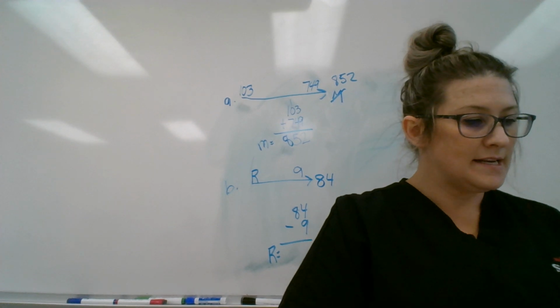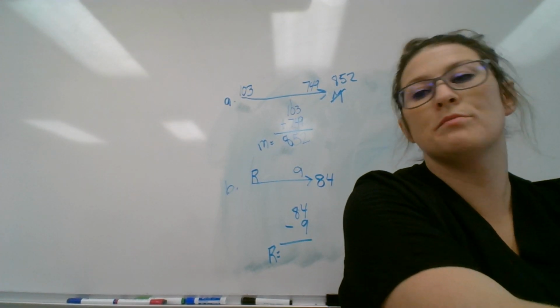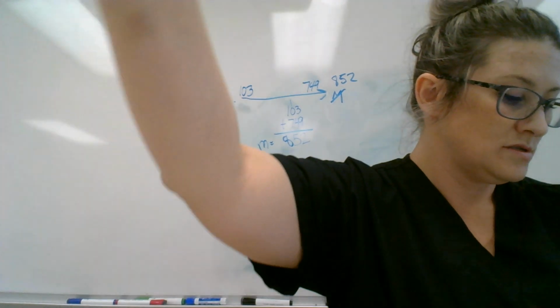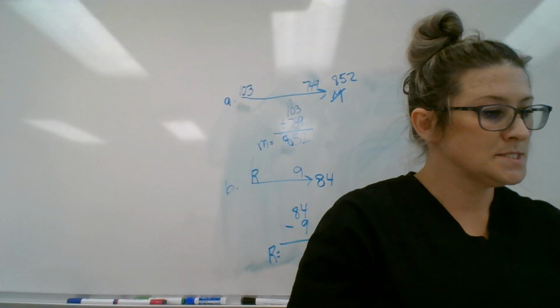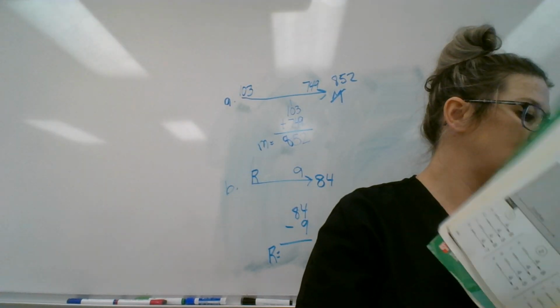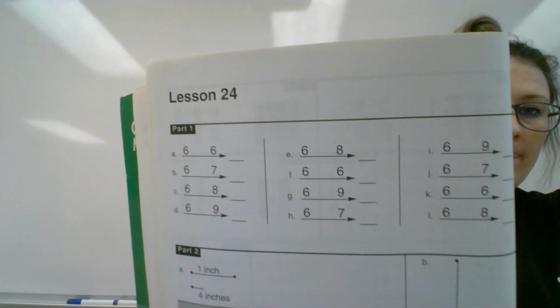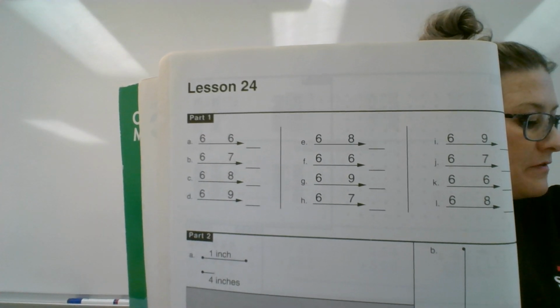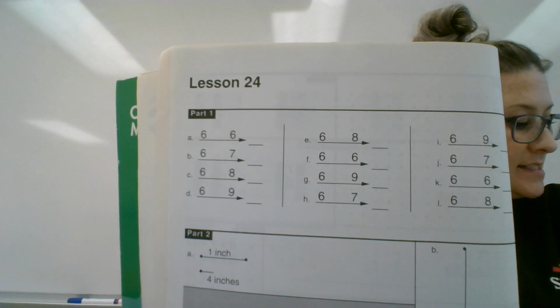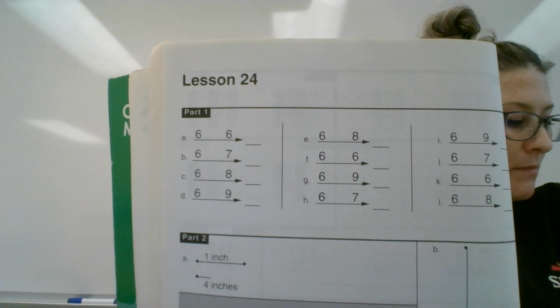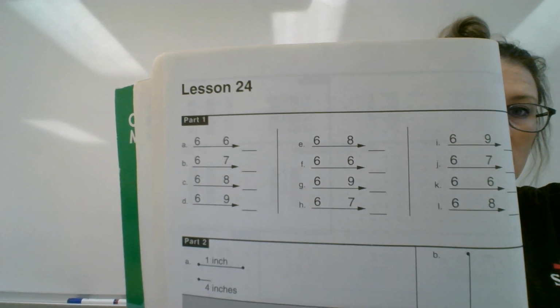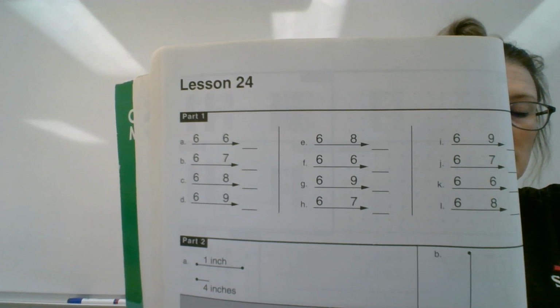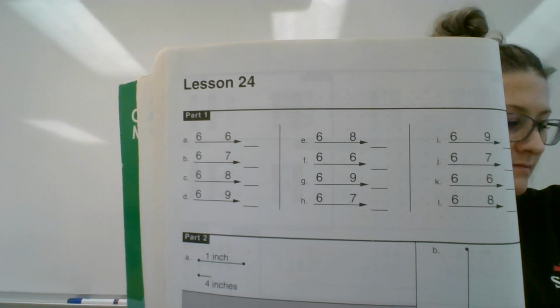All right, next we are going to jump over to the workbook page. Lesson 24 in your workbook. These are number families that have a small number of 6. Your turn, write in the missing number in each family. You're going to be adding up these numbers and writing the answers on the line.